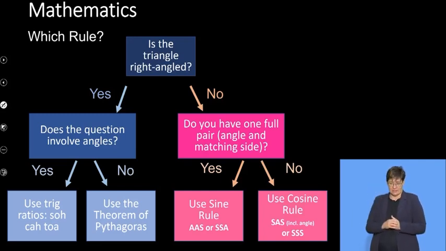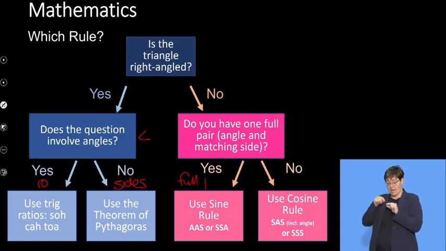So let's look at this again. If the triangle is right angled, if it involves angles, then you're going to use our grade 10 work. If it involves only sides, then you're going to use the theorem of Pythagoras. If the triangle is not right angled, and you have one full pair, then you can use the sine rule. And if you don't have a full pair, then you're going to use the cosine rule.